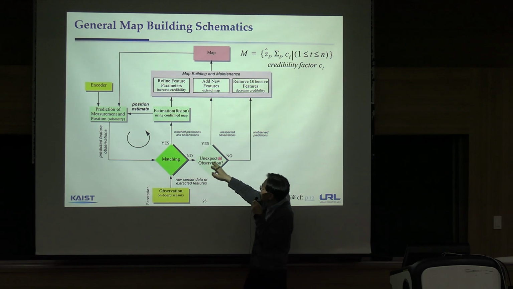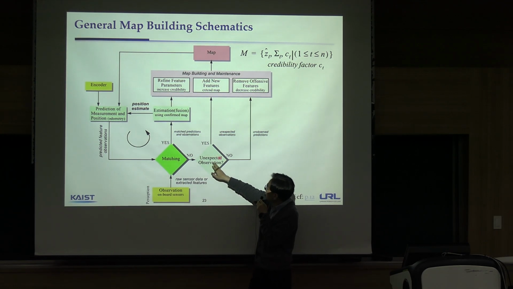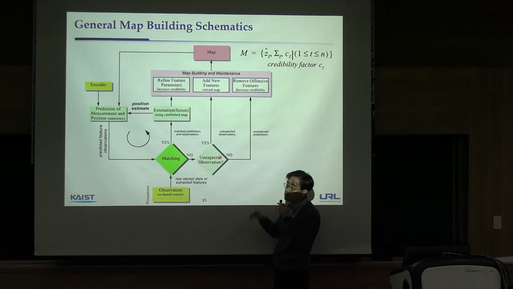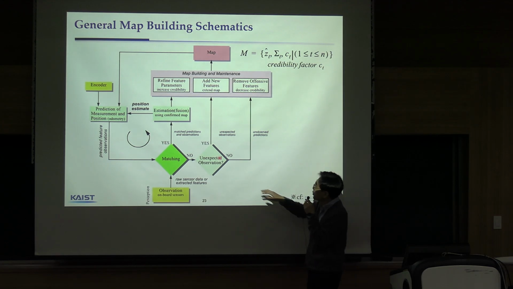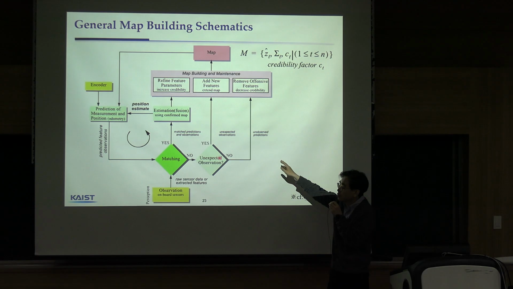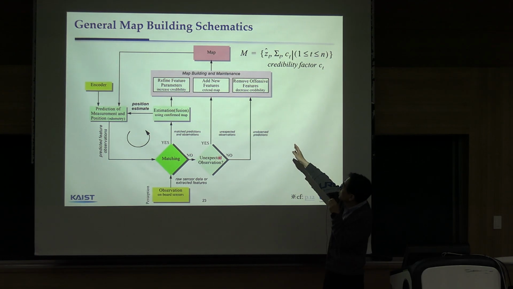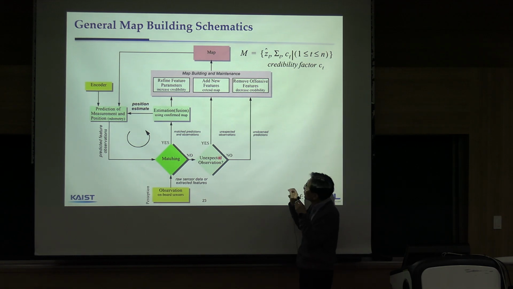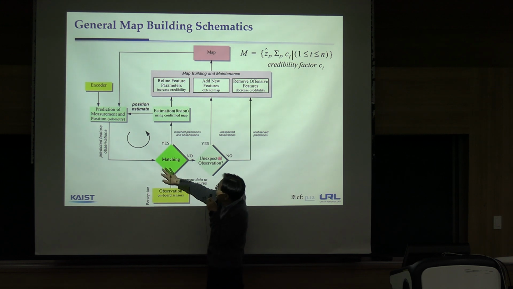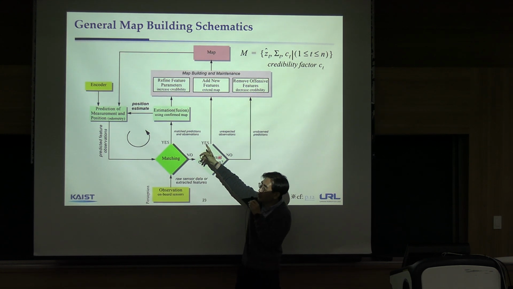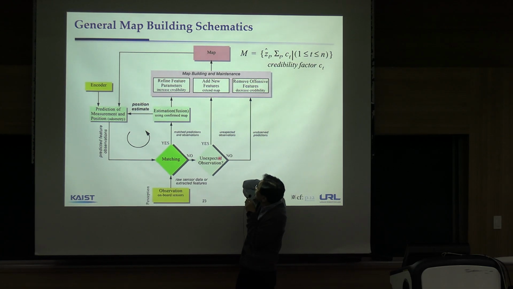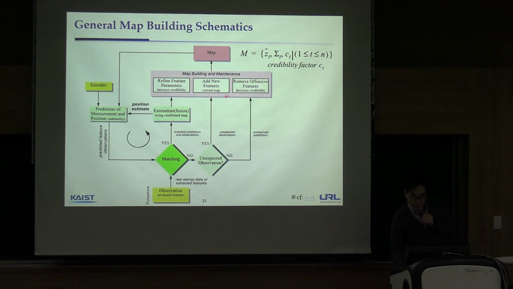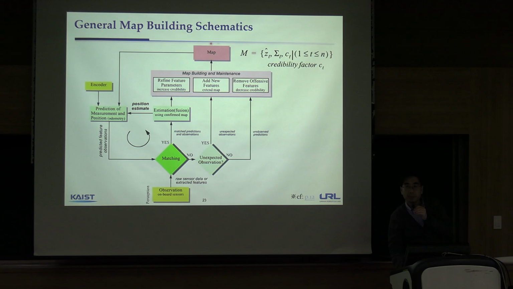If there is no matching, then we have two choices. First, is this an unexpected observation? Then we should add this one as a new feature in the map. Otherwise, this is an unobserved prediction, so this is the spurious one. So we will remove these features or decrease the credibility of this feature. If we repeatedly match this feature, then we will increase the credibility of this feature. So this is the map building and maintenance routine. Using this routine, we can build the map.